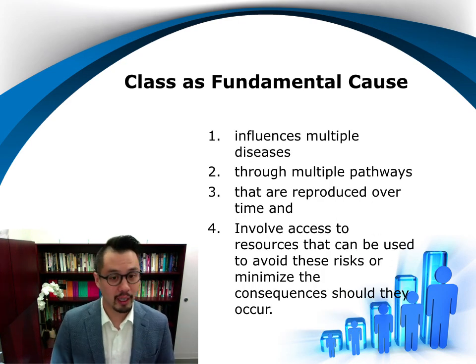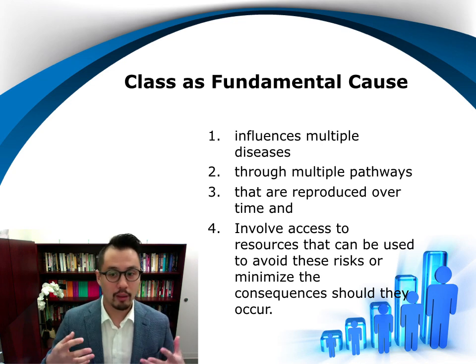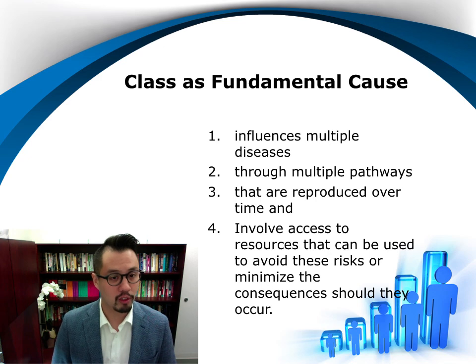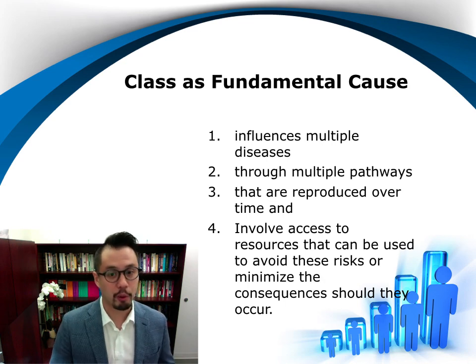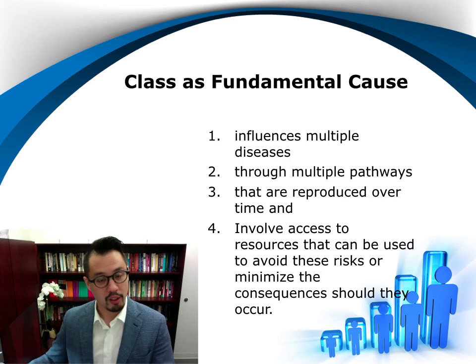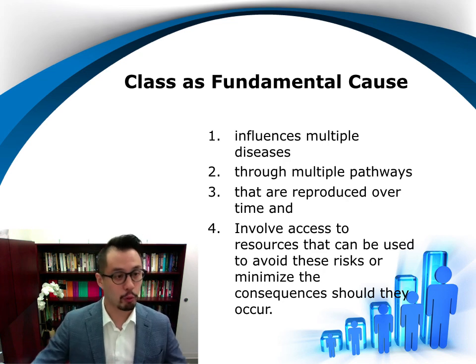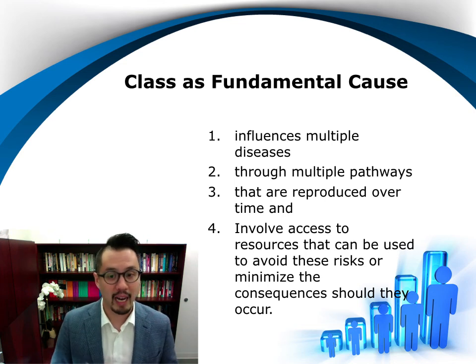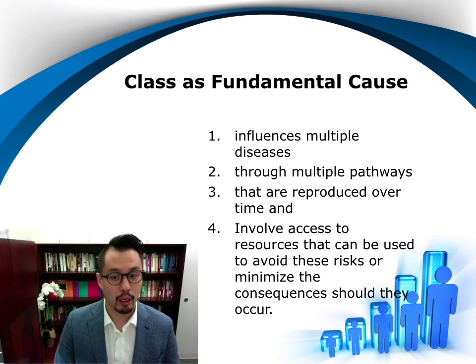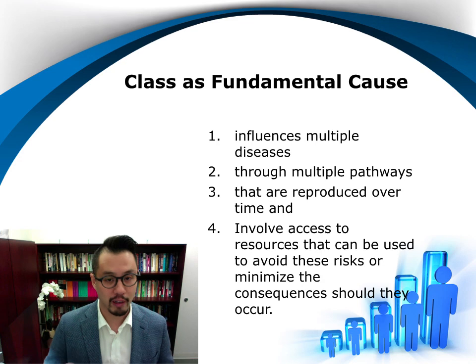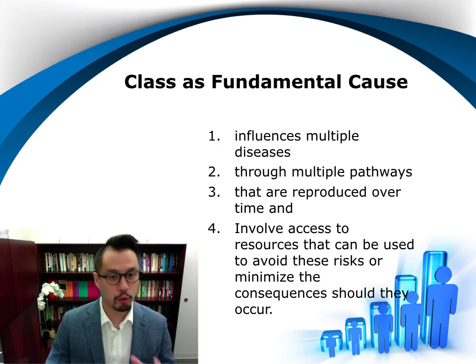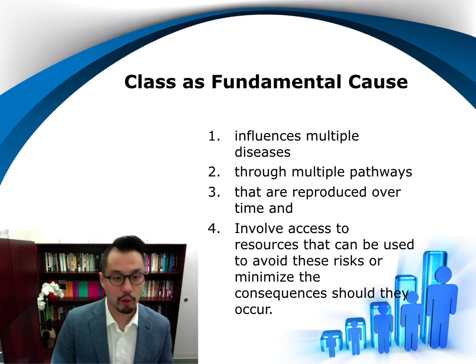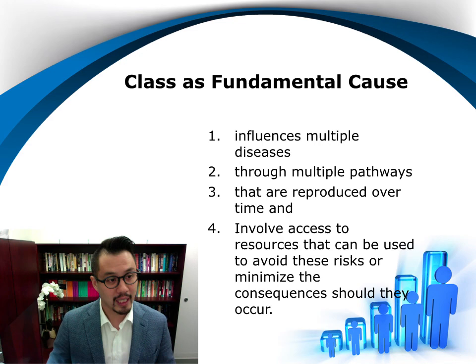So it is not surprising that medical sociologists and epidemiologists see socioeconomic status as a fundamental cause. And as we have seen before, a fundamental cause has to fit three criteria. Number one, it has to influence multiple diseases, which it does. It has to influence these diseases through multiple pathways, and these pathways are reproduced over time. And they also have to involve access to resources that can be used to avoid the same risk, or at least to minimize the consequences should these risks occur. So this is why socioeconomic status is a fundamental cause that we have seen during this session. Hopefully this session has introduced you to some fundamental ideas about how socioeconomic class or socioeconomic status relates to health outcomes.